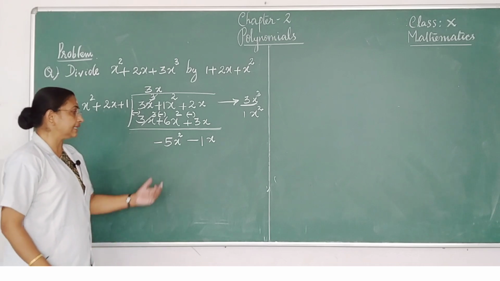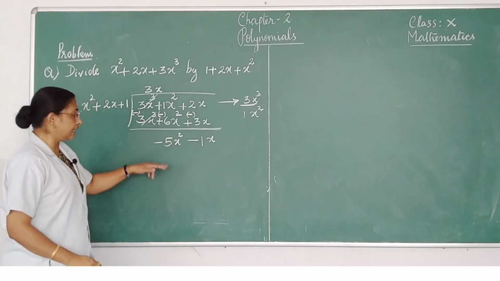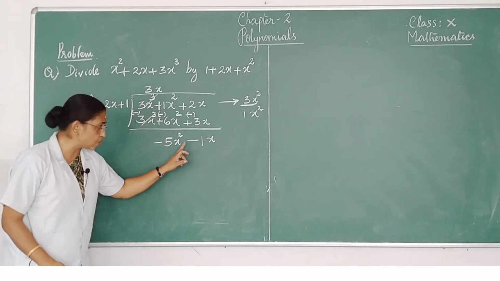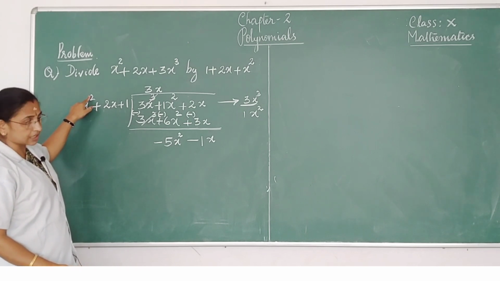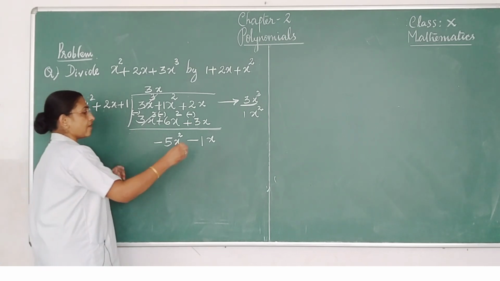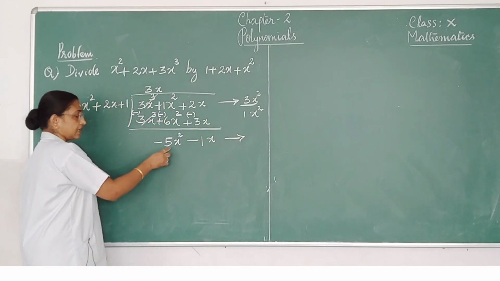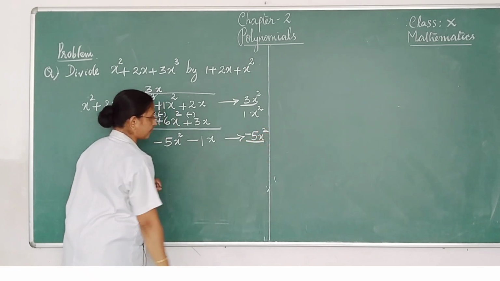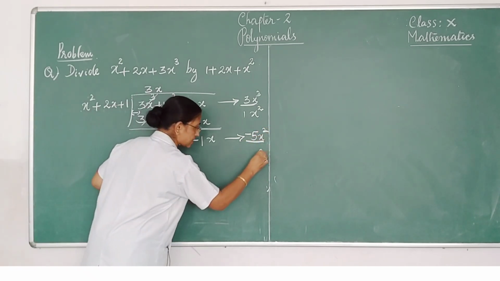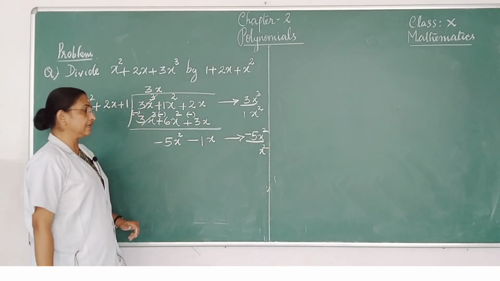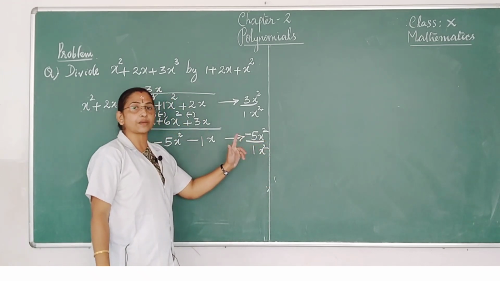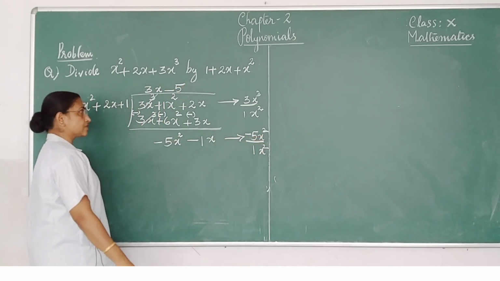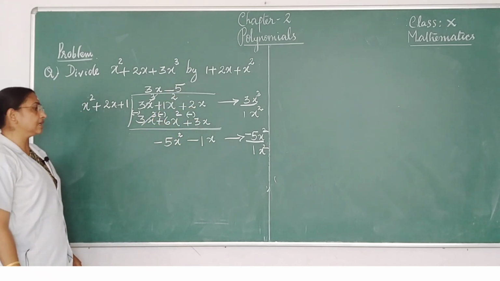Check whether you need to proceed further or not. What is the condition? Either the remainder equals 0 or the degree of the remainder is less than the degree of the divisor. No, here the degree of the remainder is 2, and the degree of the divisor is also 2, not less. So we need to proceed further. From where do you get the second term of the quotient? The first term of the remainder is minus 5x square, which you need to divide with the first term of the divisor, x square. Minus 5 by 1 is minus 5, x square divided by x square is 1. So 3x minus 5 is the quotient now.